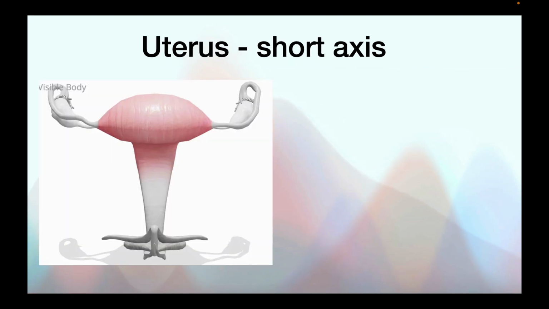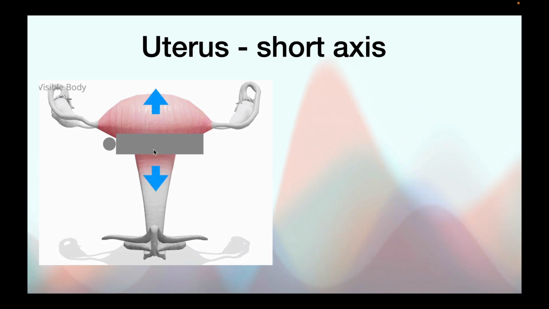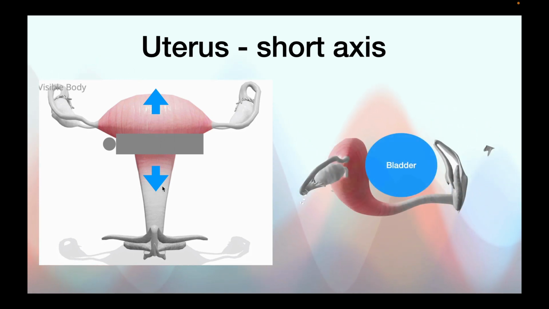In terms of the short axis, what you want to have on a transabdominal approach is to have the probe rotated in this fashion, where the indicator dot points to the patient's right or your left. And what you want to do is fan or slide the probe more superiorly or inferiorly. When you tilt a little bit more superiorly, you're imaging more of the fundus. And as you tilt more inferiorly, you go towards the cervix.